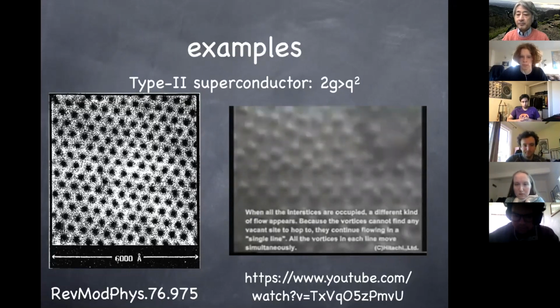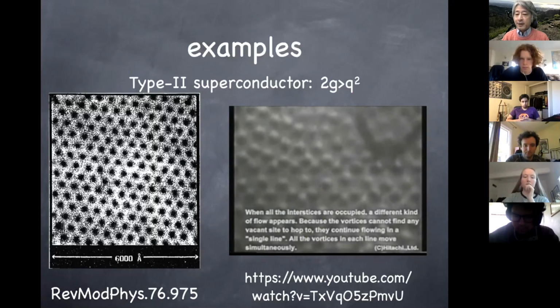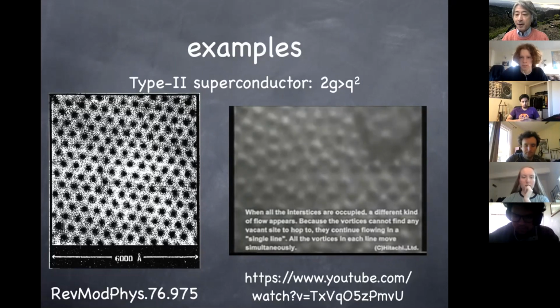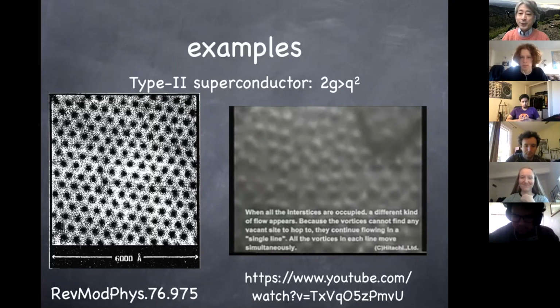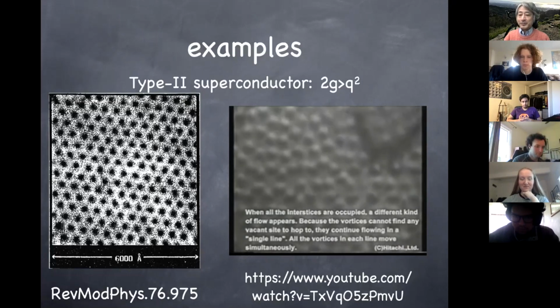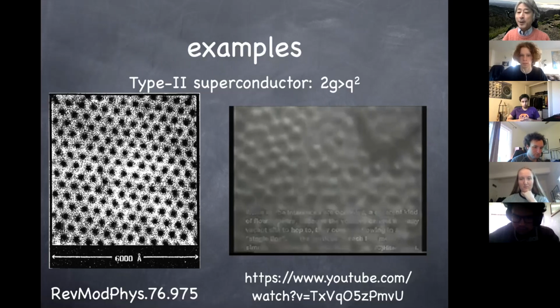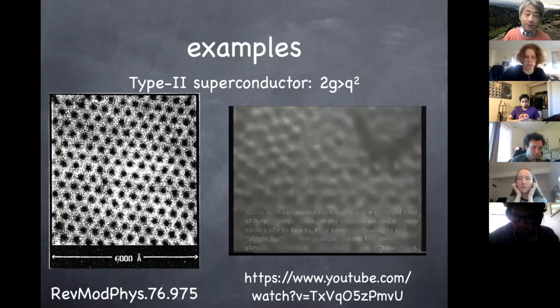When all the interstices are occupied, a different kind of flow appears. So this is a situation where now the entire freeway has become a parking lot, right? Because the vortices cannot find any vacant site to hop to. But still new cars are coming in. So the new cars push all the cars in front of them, and you see this flow, continuing in a single line. All the vortices in each line move simultaneously. So that's what you observe in this video. And you're welcome to check out the YouTube site yourself and watch it on your computer.